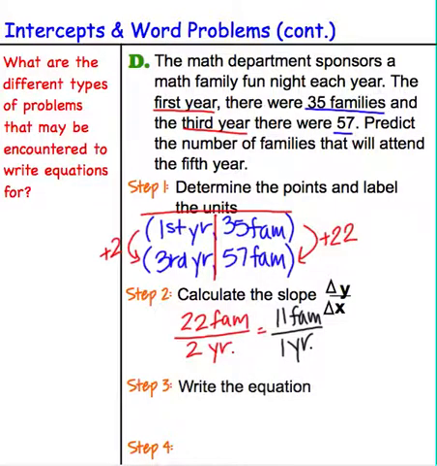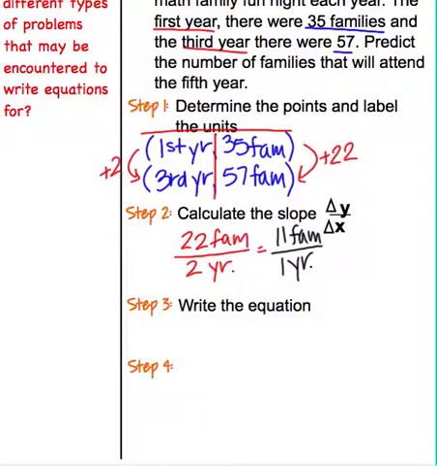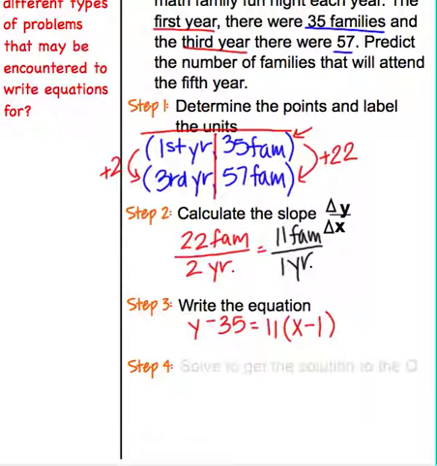Step 3 is going to be to write our equation. So we can use either of our points. I'm going to choose this first one just because it has the 1 in there. So I've got y minus y1, which is going to be 35. Our slope is 11 times x minus x1, which happens to be 1. So now I can go ahead and simplify this because now that we've got our equation, step 4 is going to be solve to get the solution to the question.